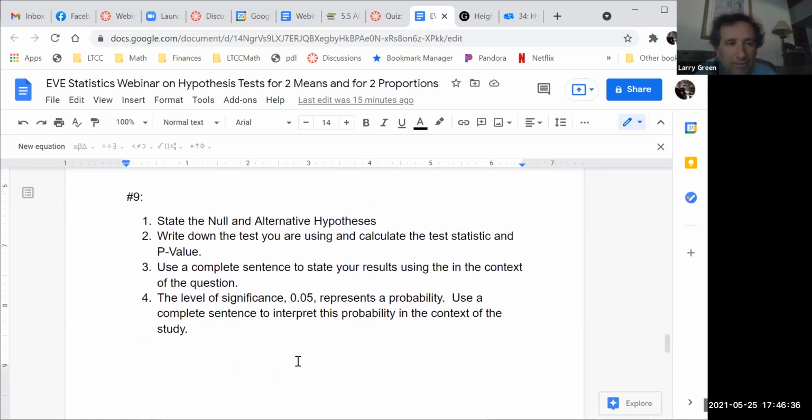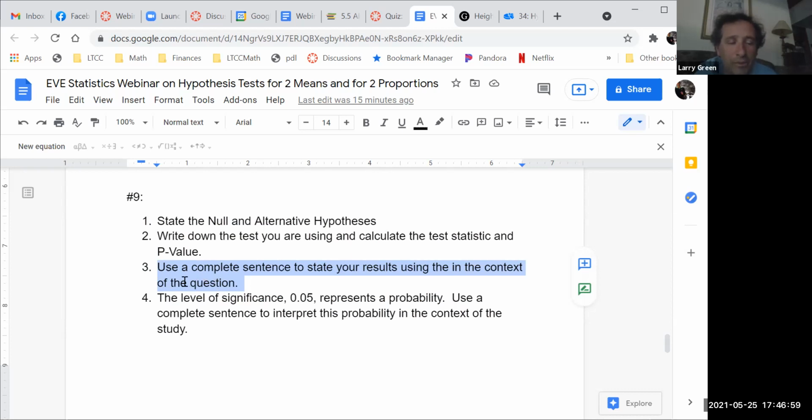Question 9. Okay. Number 1, same question. State the null and alternative hypotheses. There'll be a paragraph. Number 2, write down the test you're using, calculate test statistic and p-value. Okay, so similar. Number 8 and 9 are very similar. They're both from chapter 9. Number 3, use a complete sentence to state your results using the content in the context of the question.